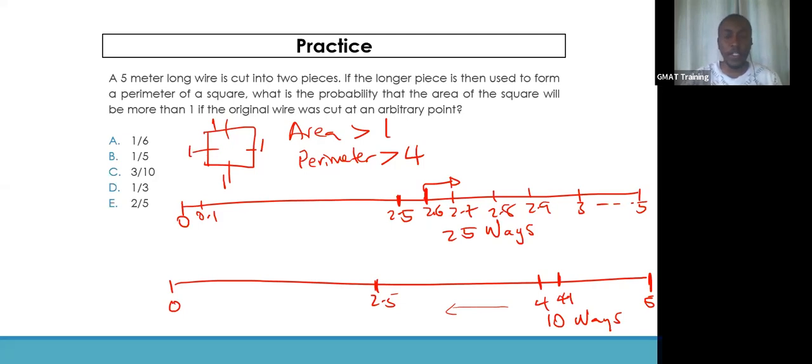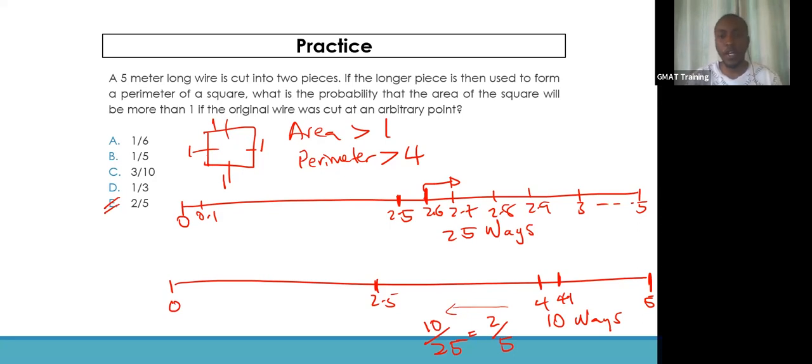In this case, we just have to get the proportion or the ratio. Out of these 25 ways or 25 points, 10 points will give you an area greater than 1 or a perimeter greater than 4. That's 10 out of 25, which, dividing by 5, gives 2 over 5. Answer choice A.